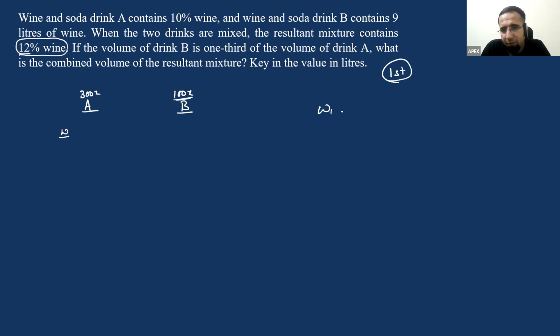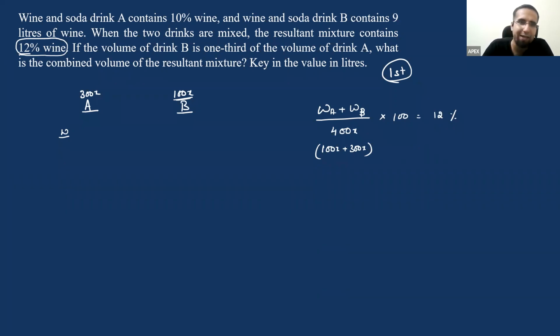So wine coming from the first solution plus wine coming from the second solution divided by total quantity. Total quantity here becomes 400x, which is 100x plus 300x. Clear? Multiplied with 100, it should give you 12%. And the question is asking you what is the combined volume of the resultant mixture? That means we have to calculate the value of x here, right?